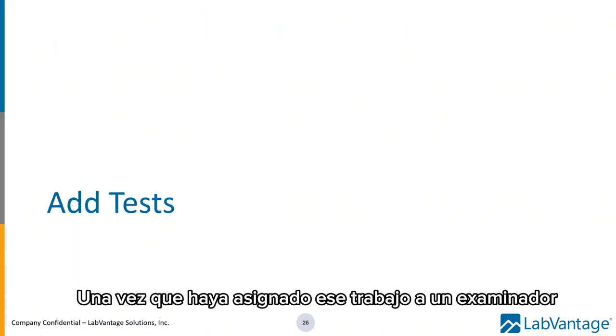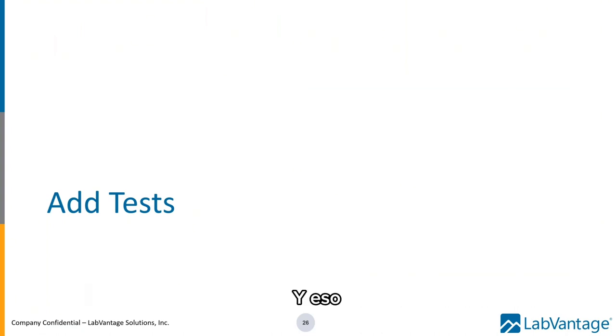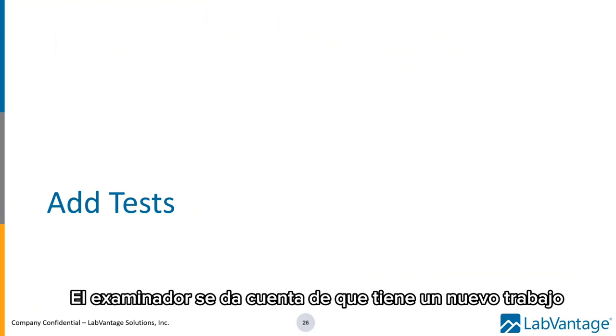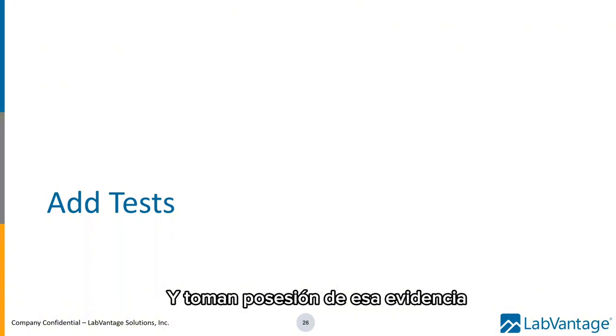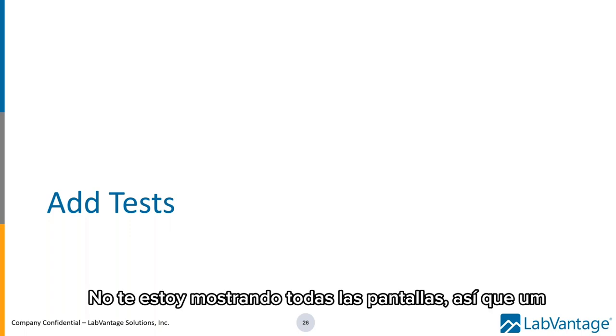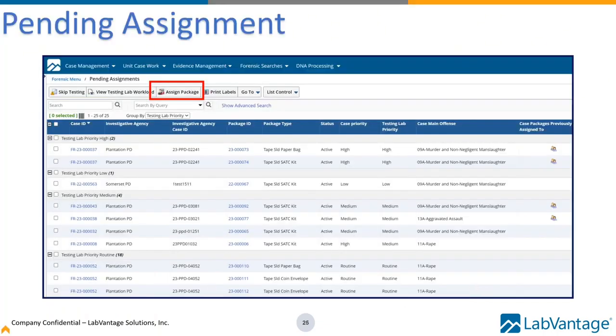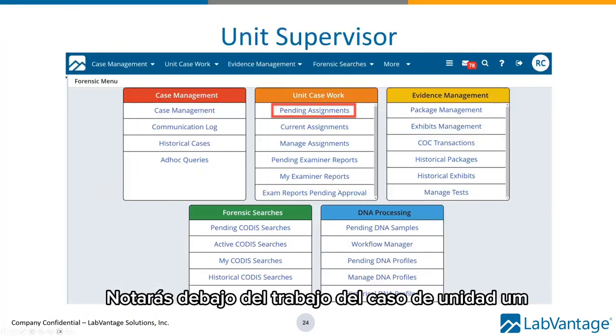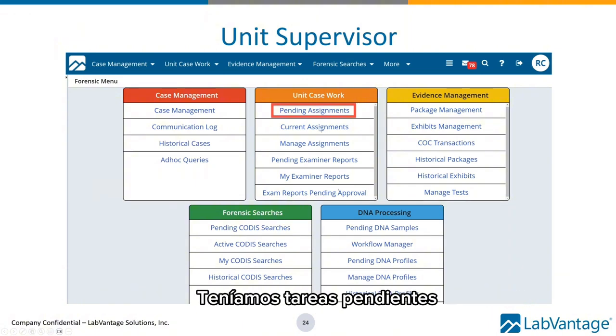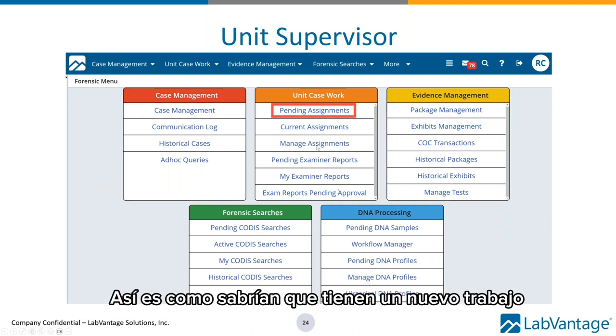Once you've assigned that work to an examiner, that examiner becomes aware that they have new work and takes possession of that evidence. And again, I am not showing you every single screen. So if we just go back for 1 second here, you'll notice under unit casework, we had pending assignments, current assignments, which is where you could change the assignments, and then manage assignments. Manage assignments is where the analyst can go to see their current workload. So that's how they would know that they have new work assigned to them.